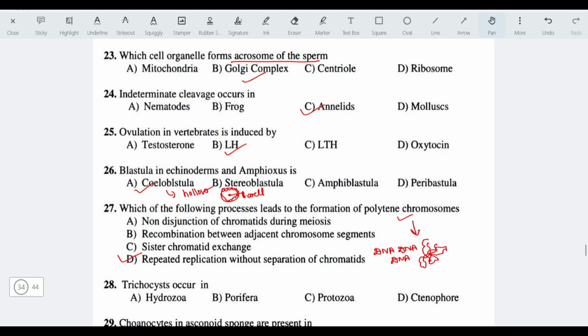Okay, next question. Trichocysts occur in? The correct answer is protozoa. They are defensive organs and they are found in protozoans, and protozoans include, like, Paramecium, Plasmodium. These are protozoans, right?